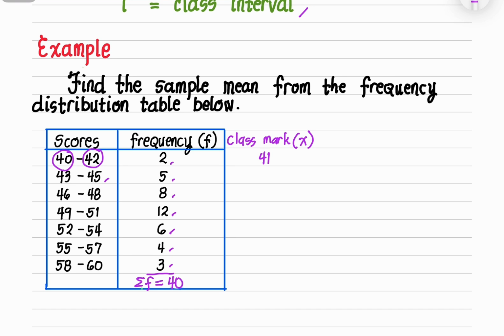Likewise, 43 to 45, so 44 yon. And then, 46 to 48, that is equal to 47, yung class mark. 49 to 51, 50 ang ating class mark. 52 to 54, that is 53. 55 to 57, that is equal to 56. And then last, 58 to 60, 59.